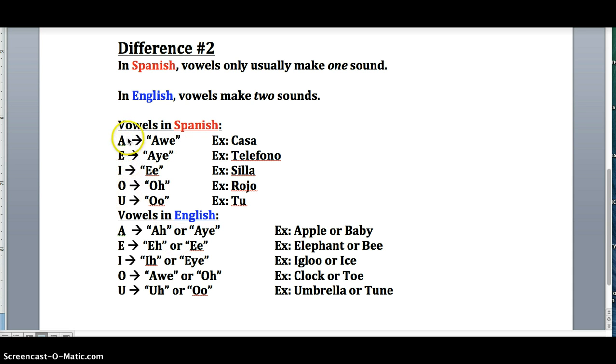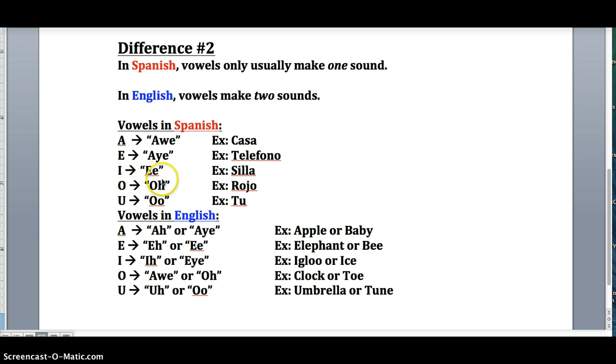The alphabet or the vowels are said like this in Spanish. A, E, I, O, U. Okay? Very different than the sounds we make in English. So let's take A. An example of this is casa. Okay? With the letter E, we say it as E. An example of this would be telefono. Okay? It has that E sound in there.